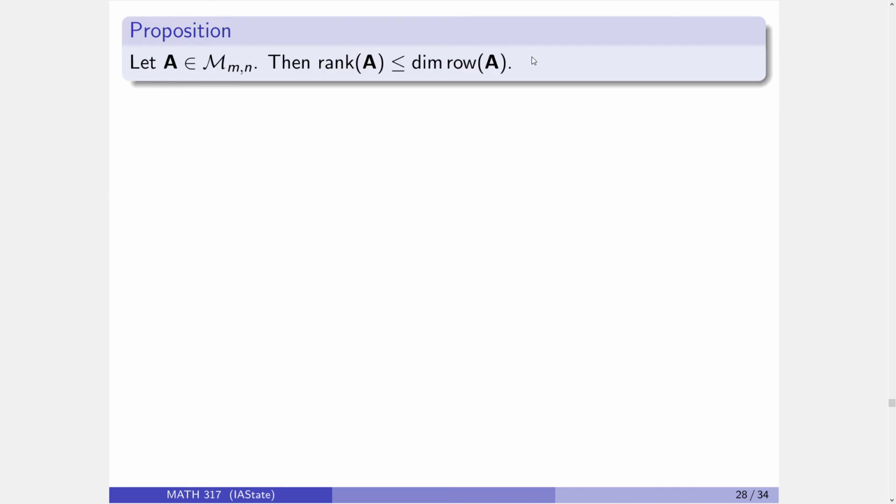Next up, we will now prove something very amazing about the connection of the row space with the column space, which is that they have to have the same dimension.